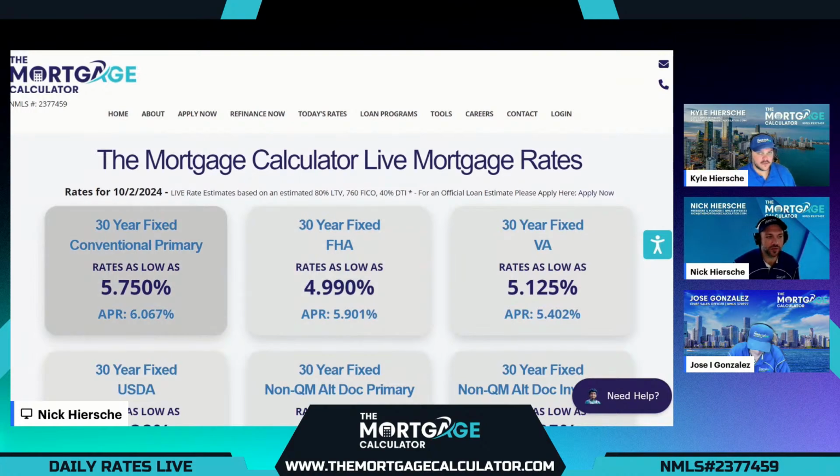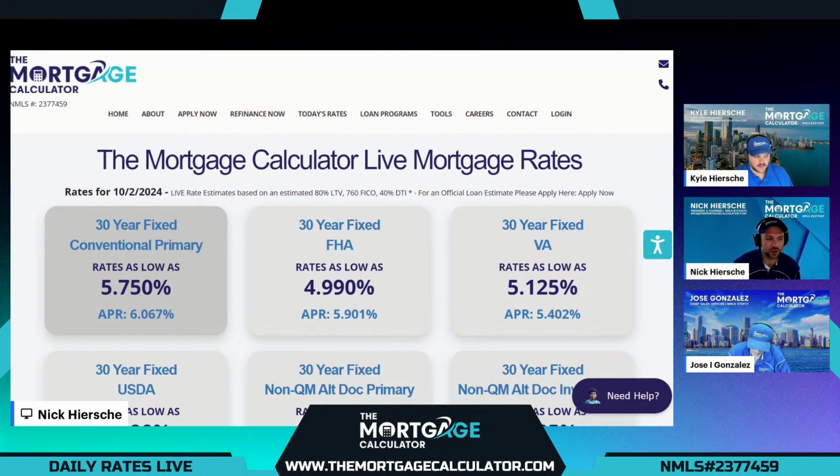So first up, our 30-year fixed conventional option for a primary home, typically the most common option people think of when they think of a mortgage. Rates as low as 5.75 today. Final APR 6.067, still just a touch above 6, but definitely lower than yesterday, which is great.